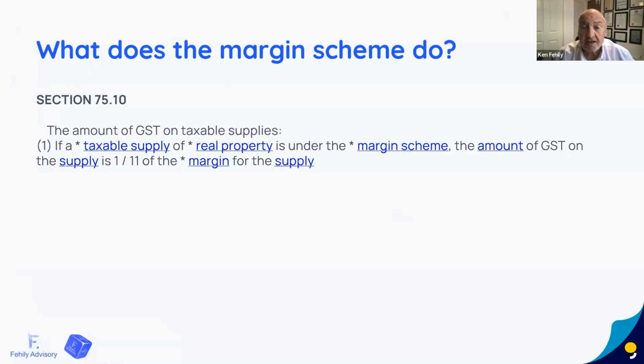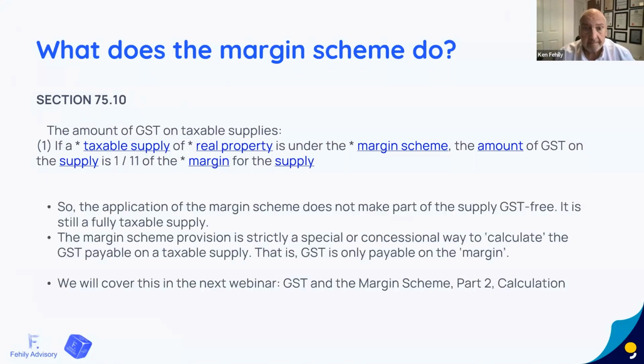In fact, I'd like to suggest that if you've got a piece of paper and a pen, start writing down things like price, value, amount, and margin. There are 4 words that are going to come up all the time, particularly tomorrow when we start discussing the calculation of GST. Amount does not relate to what you paid or what you sell it for. It's the amount of GST. The amount of GST is the GST payable.